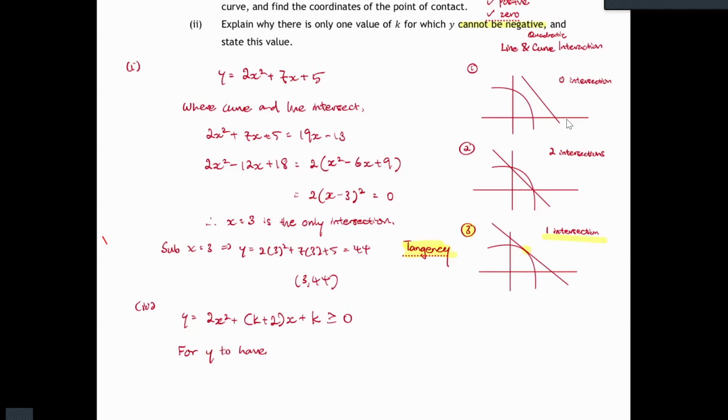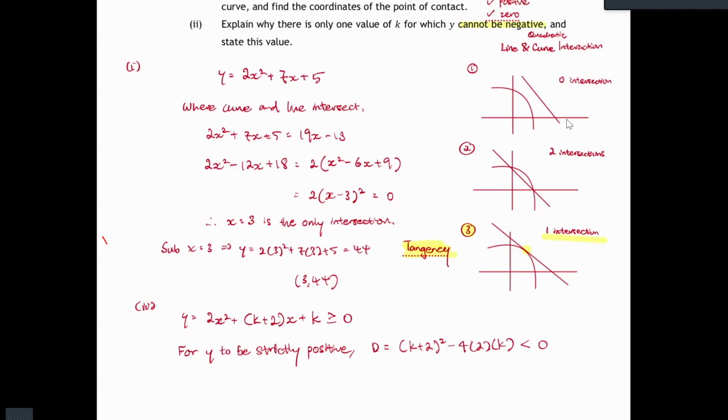So for y to be strictly positive, I must have no real roots. So that means my discriminant, b squared minus 4ac, must be less than 0. For y to be equals to 0, then I must have real roots for this situation. It can be equals to 0.